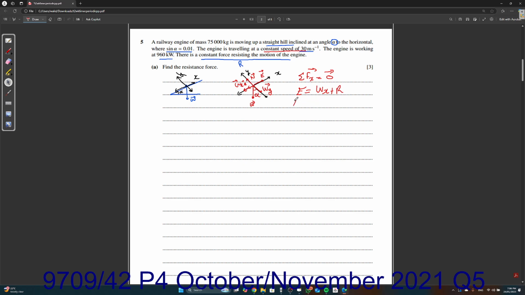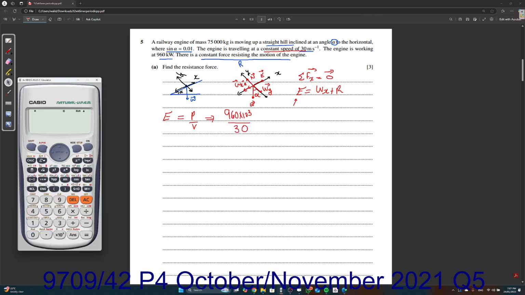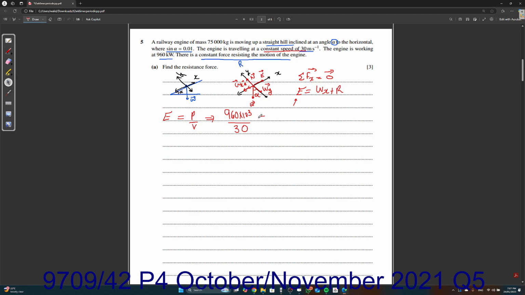Let's start solving. We know that E is the force by the engine, which is just equal to P divided by V, because P is equal to force times velocity. So force is just equal to the power divided by the velocity. So E is equal to 960 times 10 to the power of 3 divided by the velocity it's moving at, which is 30. Do this on a calculator and you're going to get 32,000. So E is equal to 32,000 newtons.